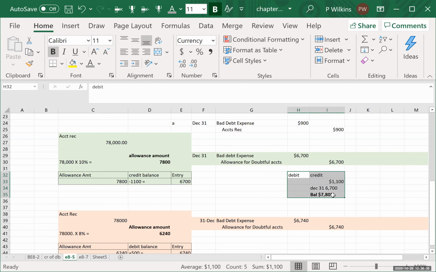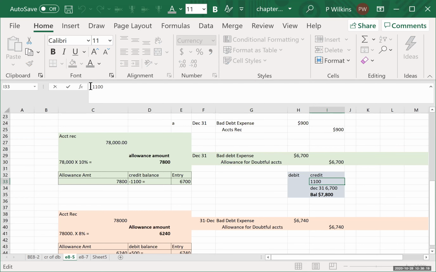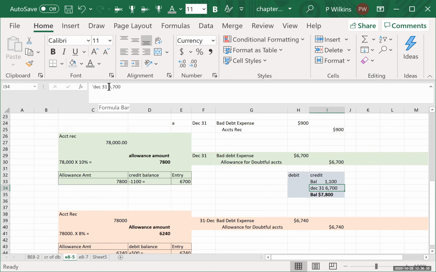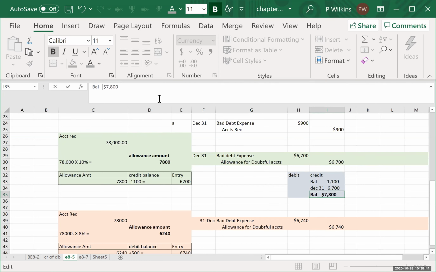If you do the T account for the ADA, I'm going to put a note here that this is the beginning balance. So your balance is $1,100 credit, you do the entry, and then you get $7,800, which is what you wanted in the end. So you can always run a T account on the side.